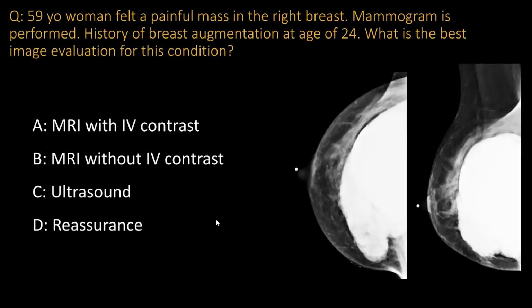That's case number one. Let's look at case number two. A 59-year-old woman felt a painful mass in the right breast, and a mammogram is performed over here. She says she has a history of breast implant augmentation at the age of 24. So what's the best imaging evaluation for this condition?